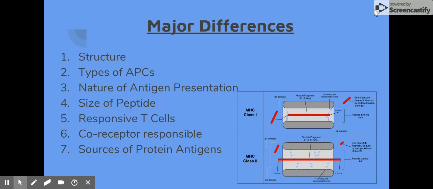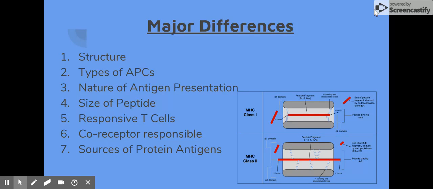The structure of an MHC class 1 molecule consists of one membrane spanning alpha chain or heavy chain produced by MHC genes, and one beta chain or light chain, or beta 2 microglobulin, produced by the beta 2 microglobulin gene. In contrast, the MHC class 2 molecule consists of two membrane spanning chains, an alpha and a beta of similar size, and both are produced by MHC genes.